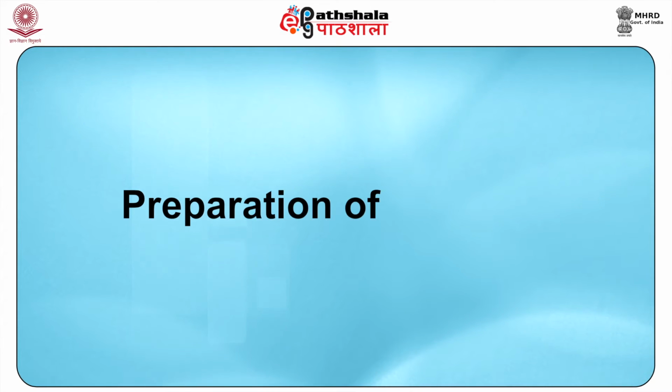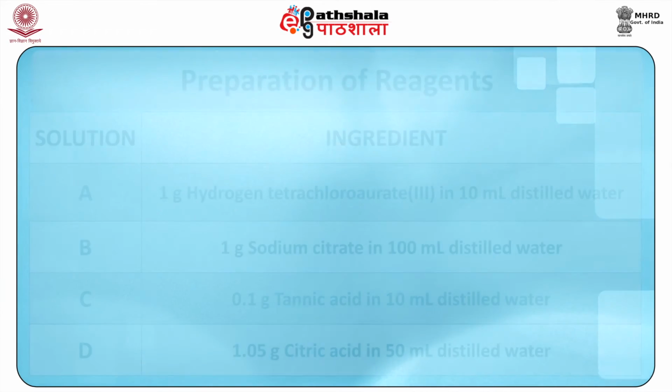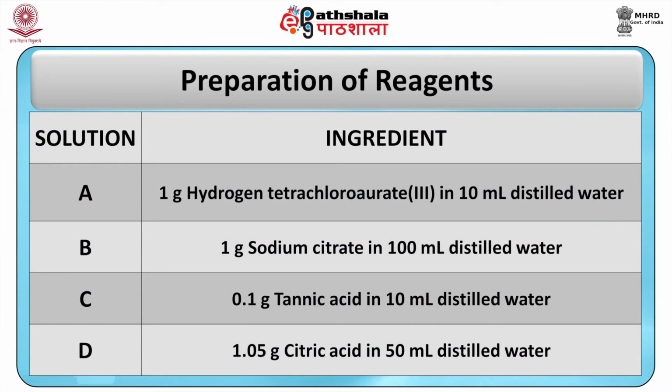Now, let us discuss preparation of reagents. The following solutions are prepared. Solution A: 1 gram hydrogen tetrachloroaurate in 10 ml distilled water. Solution B: 1 gram sodium citrate in 100 ml distilled water. Solution C: 0.1 gram tannic acid in 10 ml distilled water. Solution D: 1.05 gram citric acid in 50 ml distilled water.